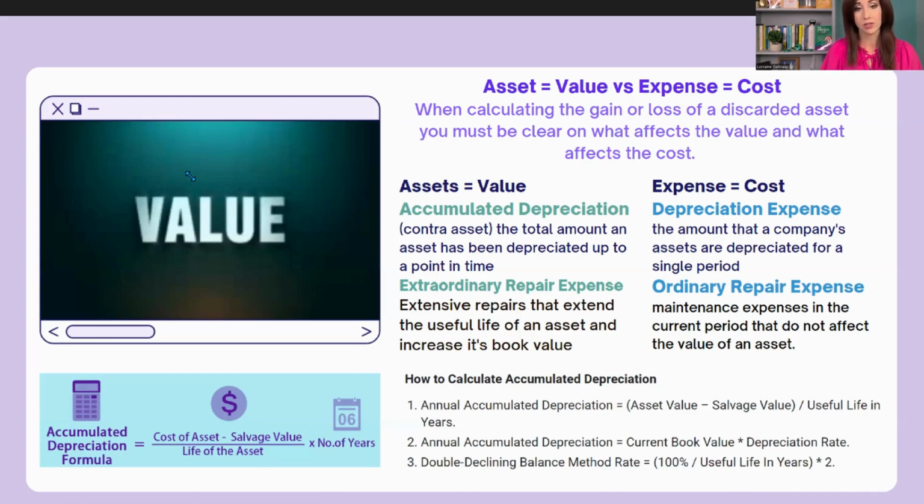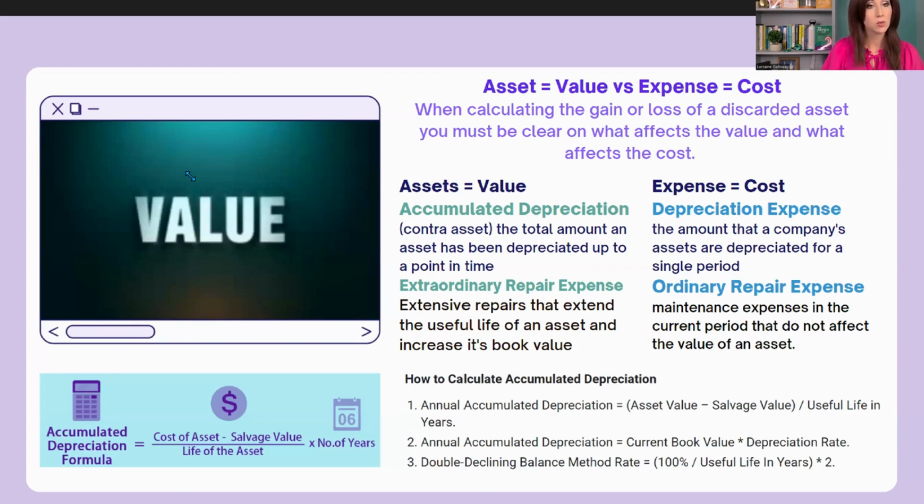There's three ways to do this. We have the annual depreciation, asset minus salvageable useful life in years. Second way is the annual accumulated depreciation equaling the current book value times the depreciation rate. And then we have the double declining balance method where you take 100% divided by the useful life of the asset and then times that by 2.